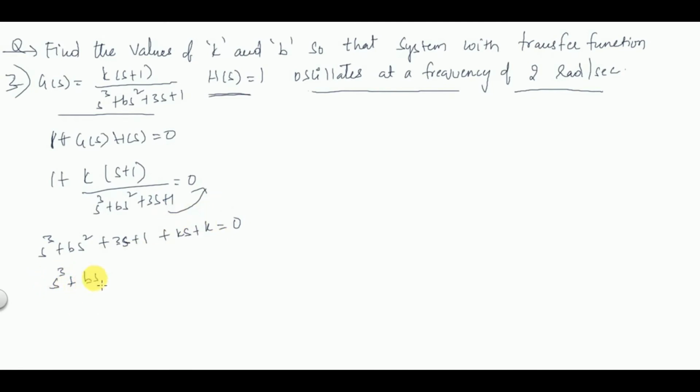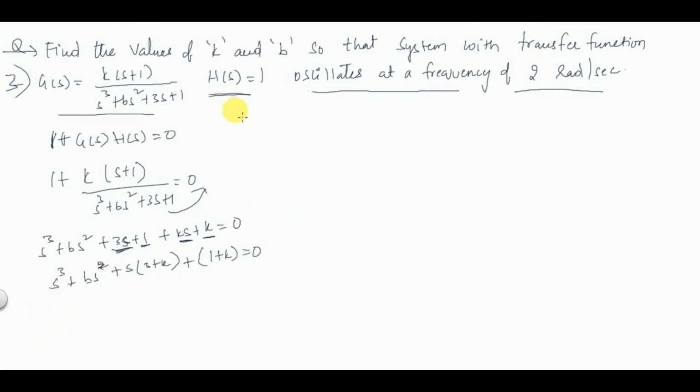So s cube plus b s square, right? From these 2 terms, 3s and Ks, you can take s common, so it will be (3 plus K). And 1 and K, both are constants, so it will be 1 plus K is equal to 0.